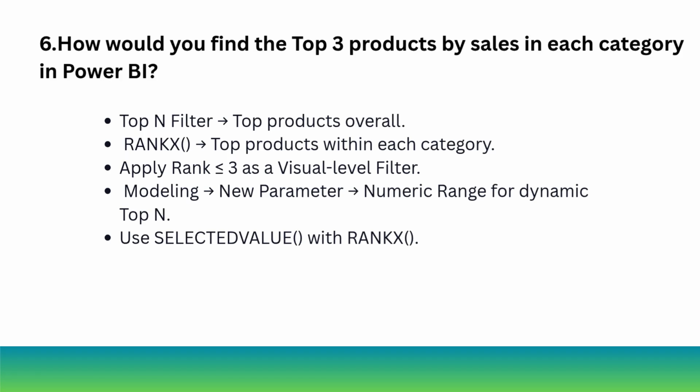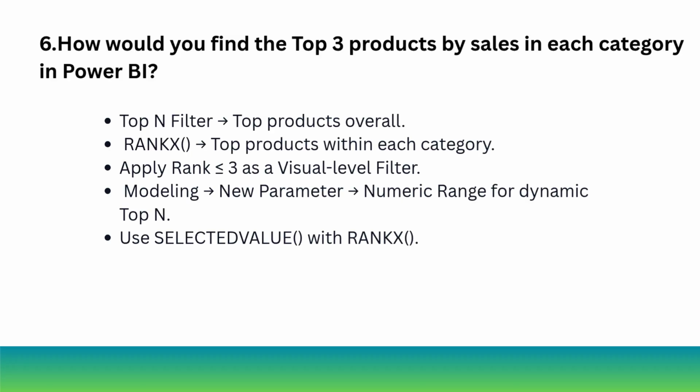So if the requirement is to find the top products in each category, the best approach is to use the RANKX DAX function. First, you need to create a sales measure like the total sales measure. Then you need to create a rank measure using the RANKX function to rank the products based on the sales within each category. Finally, apply the visual filter where the rank is less than or equal to 3.